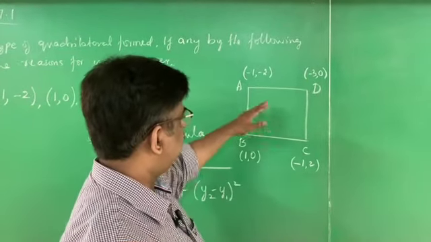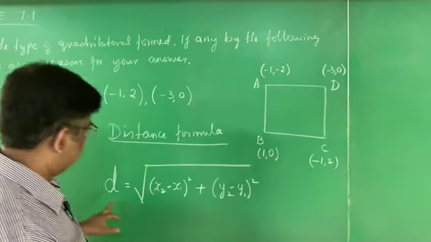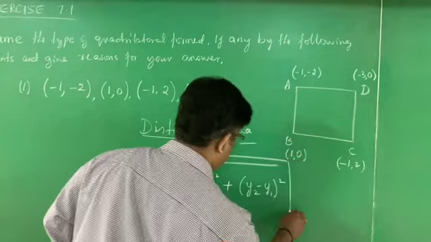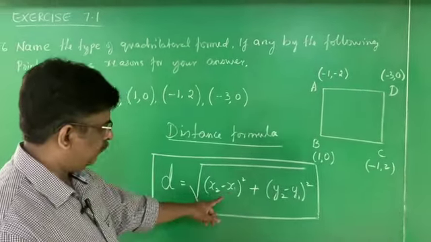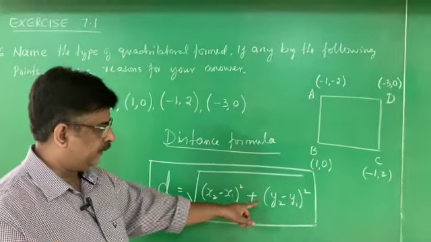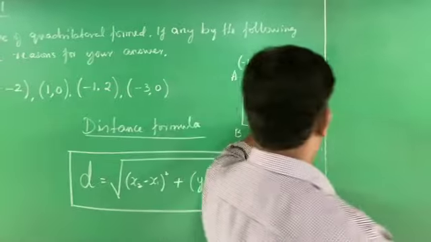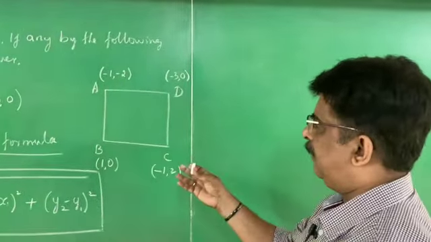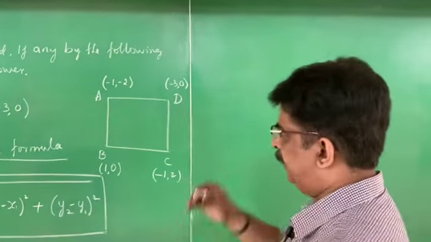For that, first I want to find the lengths, using the distance formula. This is the distance formula: D is equal to the square root of (x2 minus x1) whole square plus (y2 minus y1) whole square. You have to concentrate on this particular diagram. So many times I have to apply the distance formula, therefore I cut short some of the steps of squaring and reduce the steps.